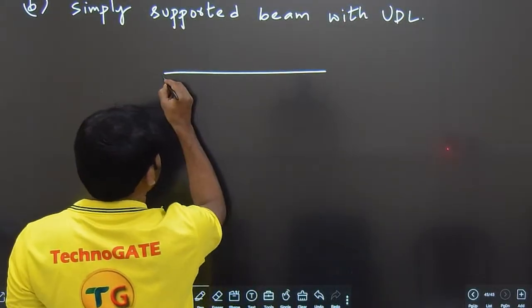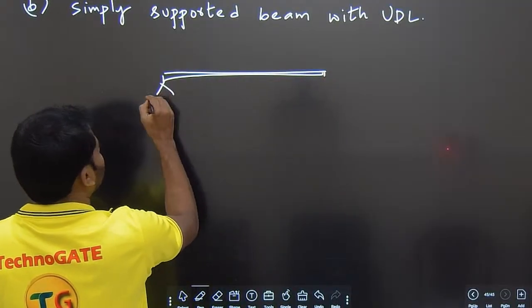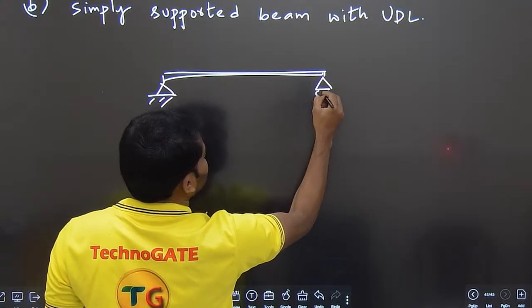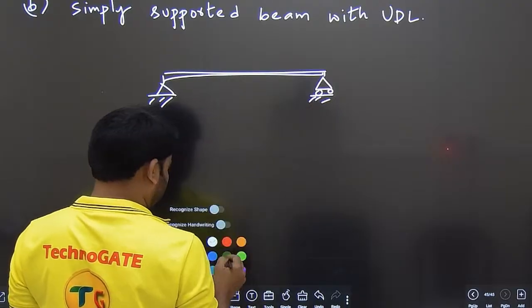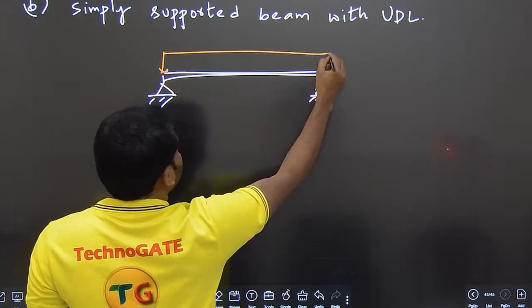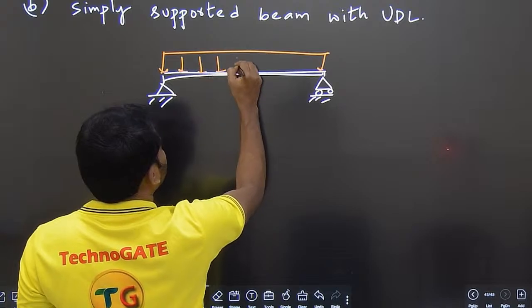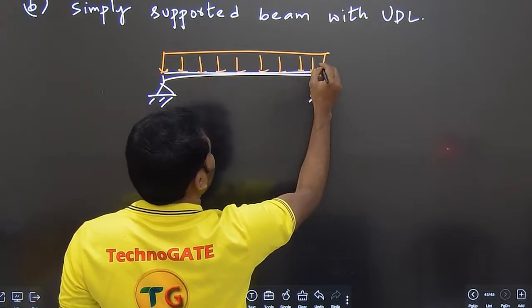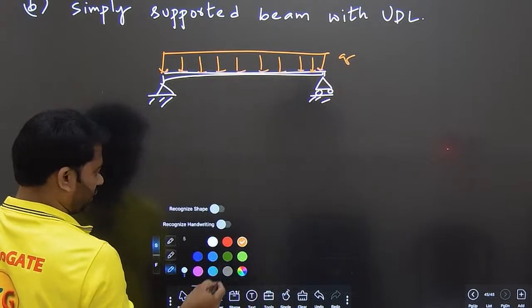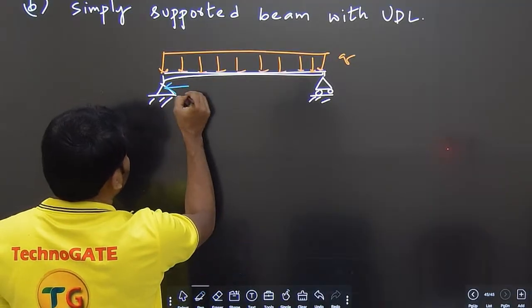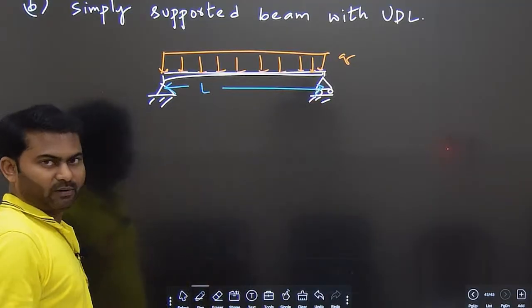Okay, so this is the beam. Now we have this hinge, we have this roller, and we have this uniformly distributed load of load intensity q. This is L. Okay?